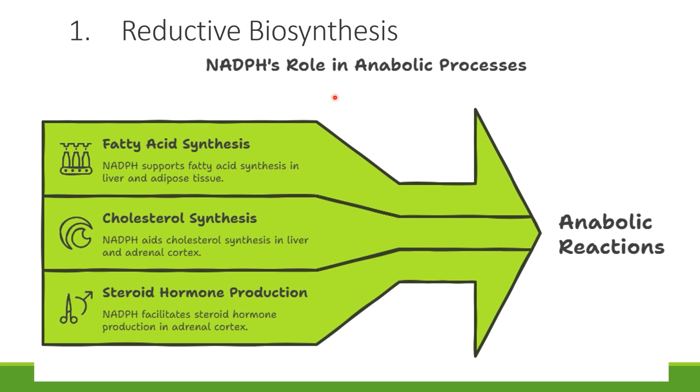It provides reducing power that is required for anabolic reactions like fatty acid synthesis, which takes place in tissues like liver, adipose tissue, and so on. And it is also required for cholesterol synthesis in liver and adrenal cortex, and even steroid hormone production. It is facilitated by NADPH in the adrenal cortex, and even in the mammary glands. It plays a vital role, mainly in lactating mammary glands.